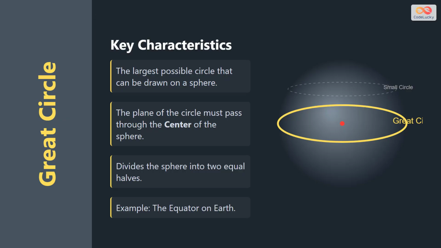If you slice a sphere, the cut edge forms a circle. The largest possible circle you can get is called a great circle. This happens only if your slice passes directly through the center of the sphere. The equator on Earth is a perfect example of a great circle.